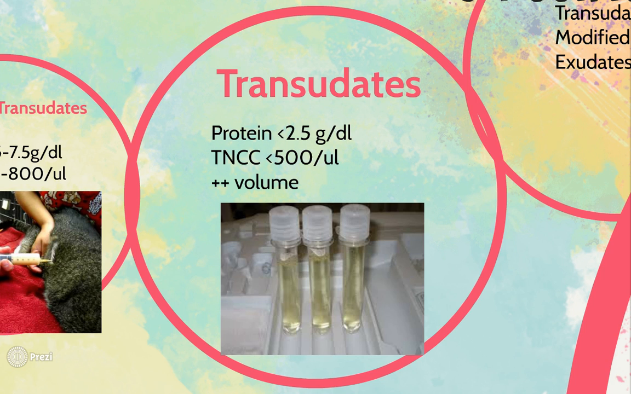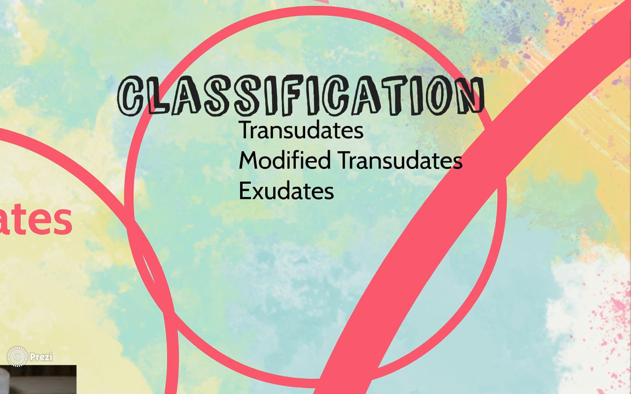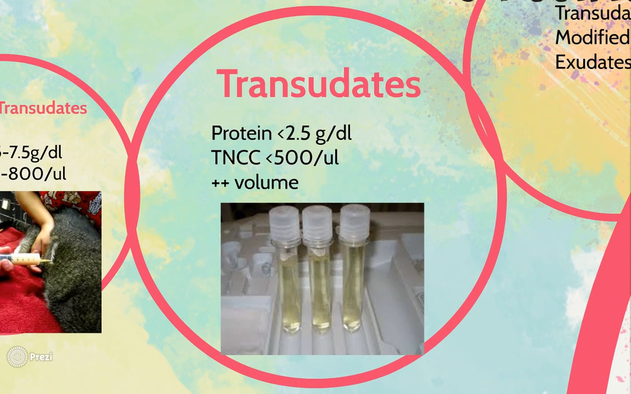Okay, so let's get into our 3 classifications of effusions. I'm going back to this one. So we have transudates, modified transudates, and exudates. Transudates are fluids that are typically clear. They have a protein of 2.5 grams per deciliter or less. And when we're counting their cells, we get a total nucleated cell count of less than 500 cells per microliter.